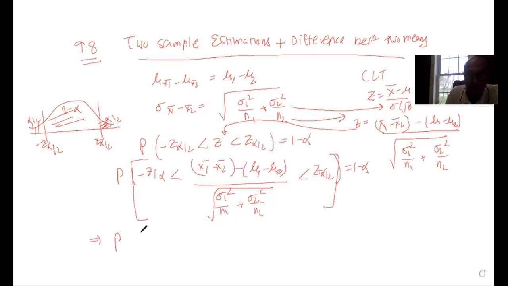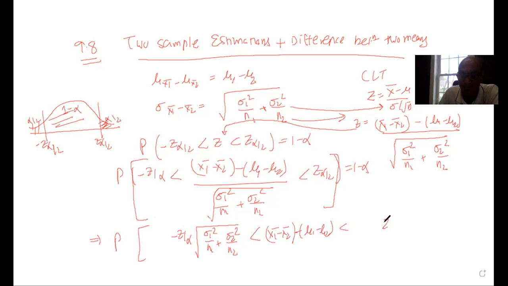So this implies that I can write the probability of negative of z alpha by 2 times the square root of sigma 1 square by n1 plus sigma 2 square by n2 is less than x1 bar minus x2 bar minus nu1 minus nu2, and that is less than z alpha by 2 times the square root of sigma 1 square by n1 plus sigma 2 square by n2, and that is equal to 1 minus alpha.